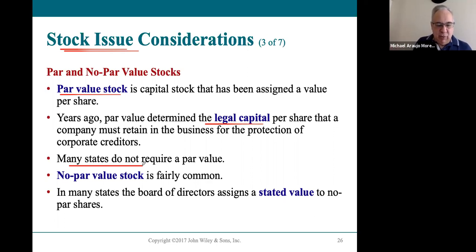Didn't really matter. Okay. However, today most states don't require a par value. Again, some do. So what do corporations do? They basically say they have no par value stock. That's the most common. Okay. However, the board of directors, because of the accounting rules, will sometimes, instead of having a par value, assign a stated value to the shares. So it looks like par value. And you'll see what that means as we go through.